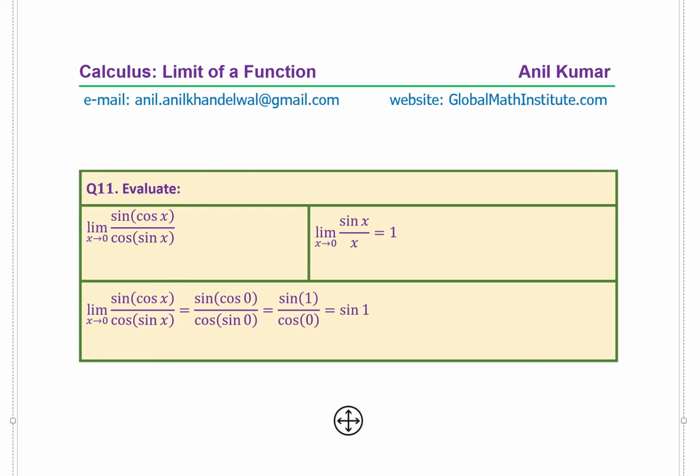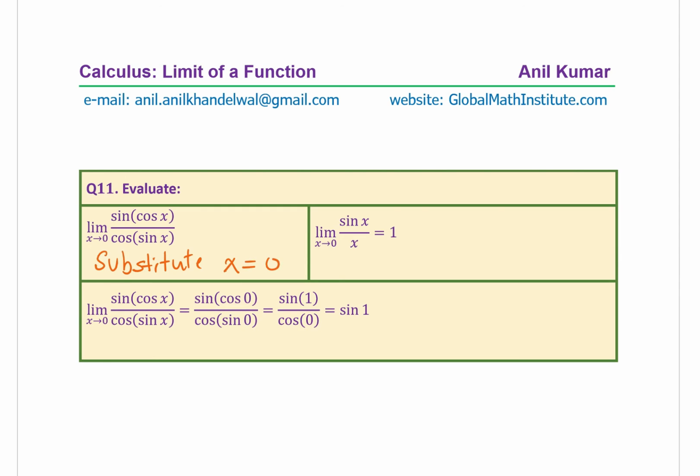You need to evaluate the limit of sine of cos x divided by cos of sine x when x approaches 0. You know one formula so far about the limits of trigonometric functions: the limit of sine x over x as x approaches 0 is 1. Okay, now here we could actually directly substitute. So when you do substitution, let me write down, substitute x equals 0.